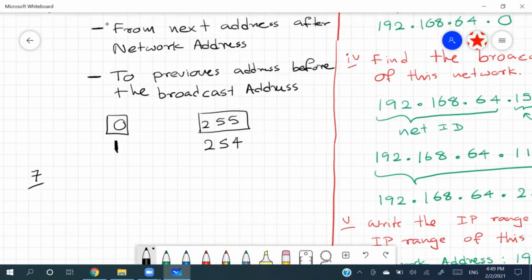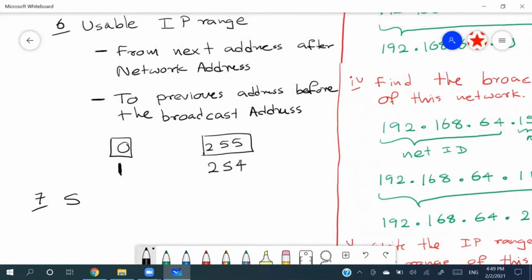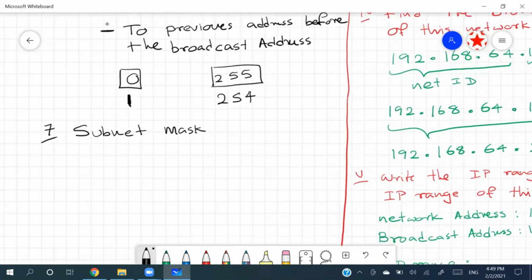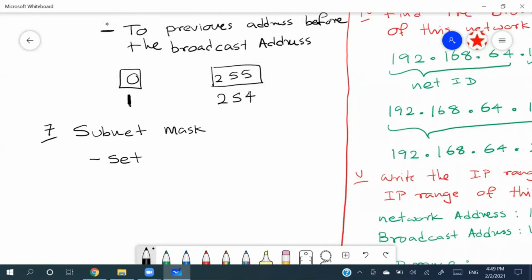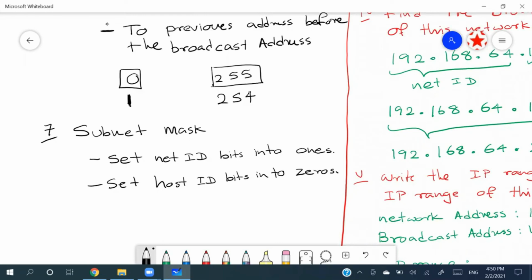The eighth one we talk about today is related to subnets: the subnet mask. Now, the way we can find the subnet mask is: set net ID bits into ones, set host ID bits into zeros. We make all the net ID bits ones and all the host ID bits zeros. Then you get the subnet mask of the relevant network.